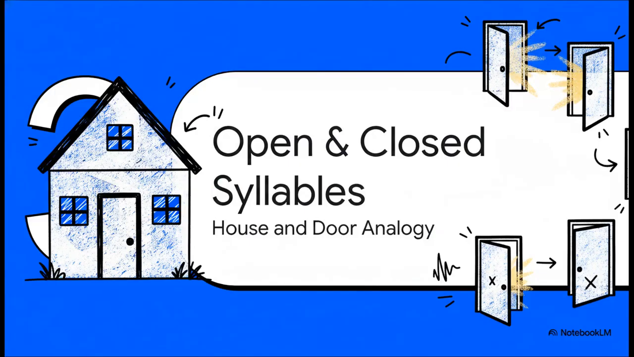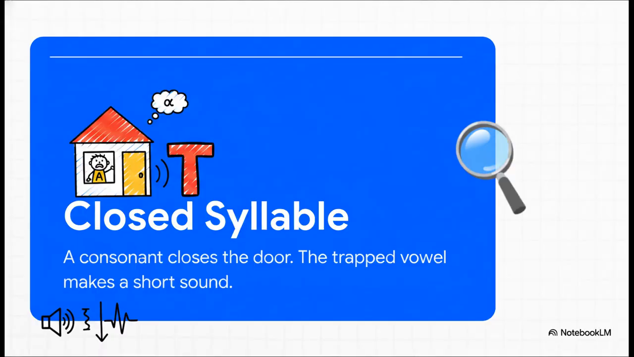Okay, Section 3, open and closed syllables. Now, this is where the magic really starts happening in your classroom. How do we explain a closed syllable to a young child? Well, we tell them a story. We use Ms. Bilkis's brilliant, incredibly kid-friendly house and door analogy. Just imagine the vowel, let's say the A in CAT, is a little kid playing safely inside a house. Suddenly, a big consonant, the T, comes along and slams the door shut. Bam! The door is closed.